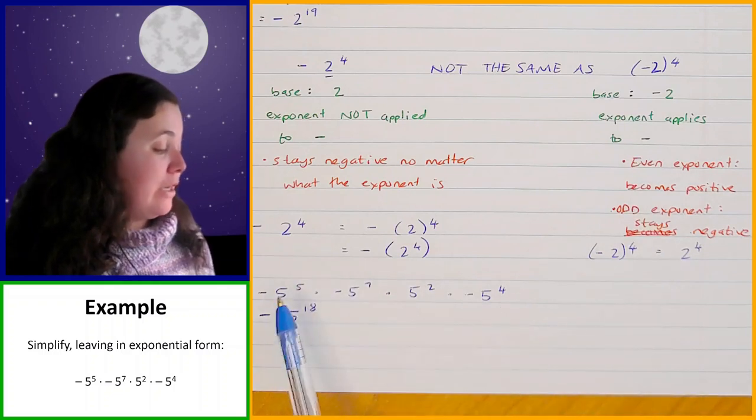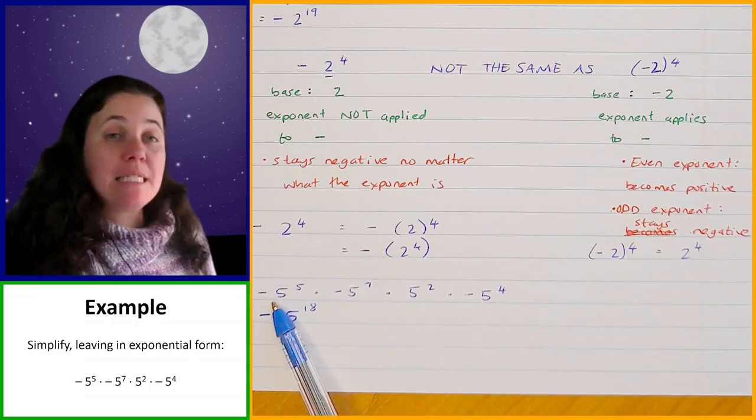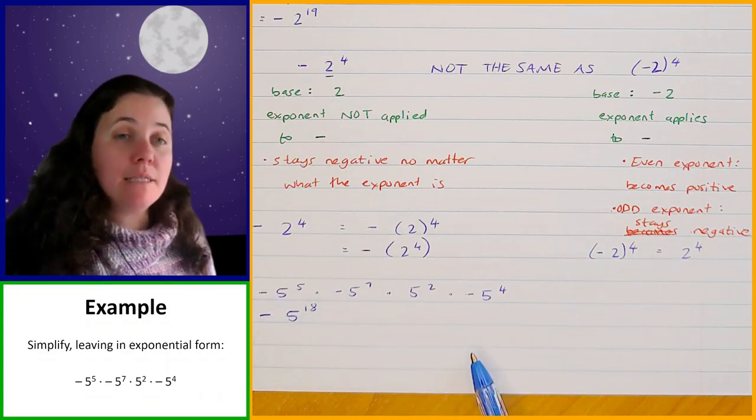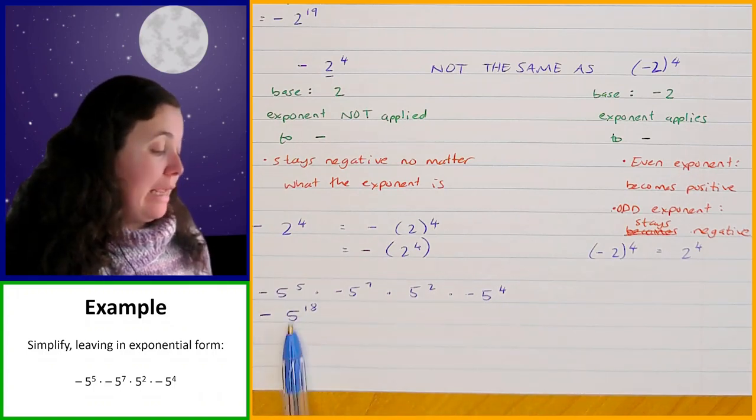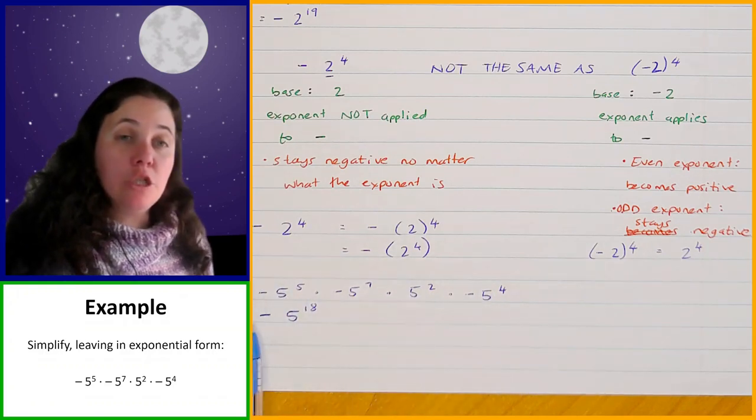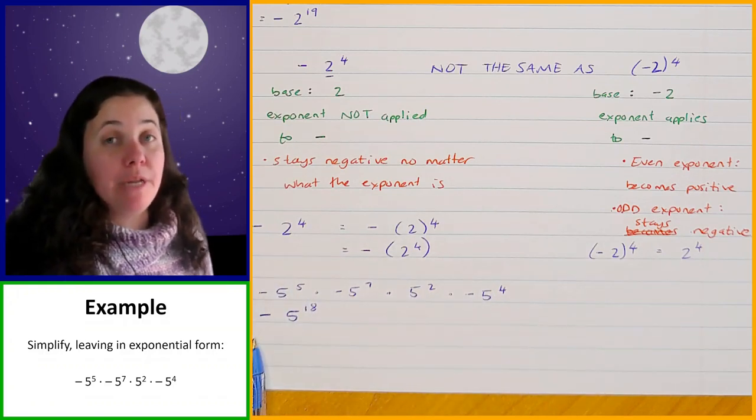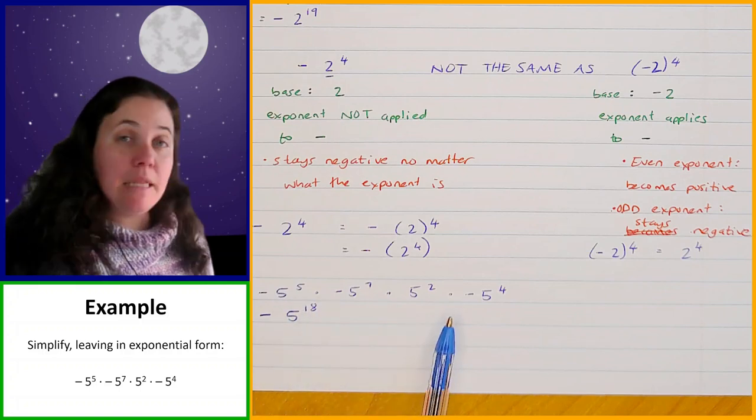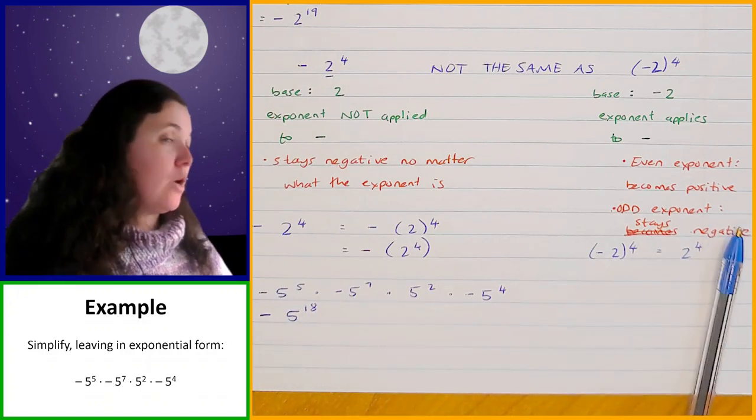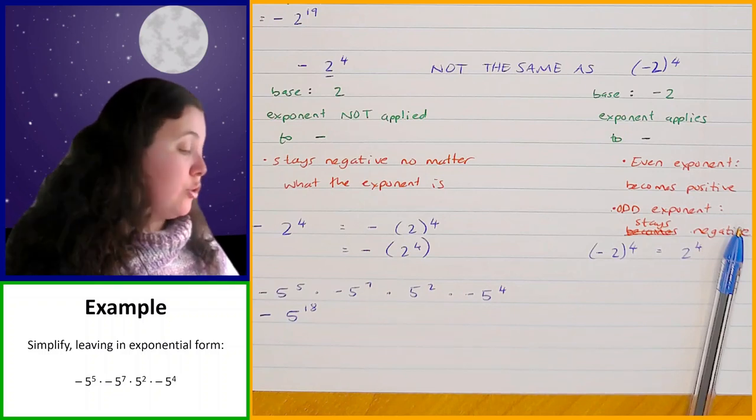Okay, so when you have an example like this, where some of them look positive and some look negative, so long as they are not in brackets, we can go ahead straight away and simplify it by looking at how many negatives we have and determining if our final answer is going to be positive or negative based on the number of negatives. And then we keep the base the same and we add the exponents. Okay, so that's what you should get for that example.